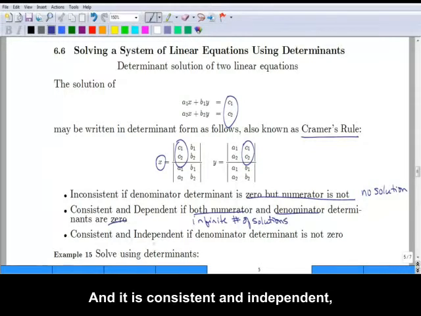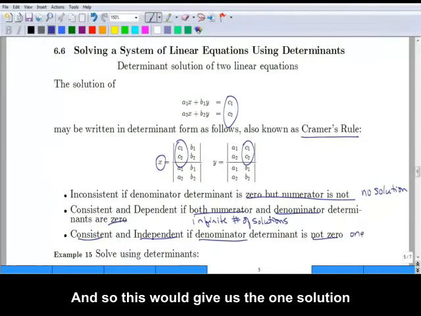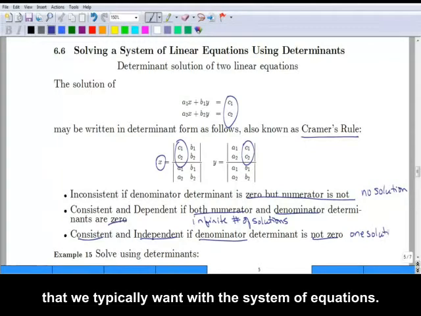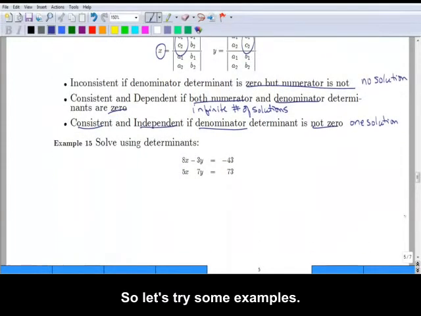And it is consistent and independent, which is typically what we want, if the denominator is not 0. And so this would give us the one solution that we typically want with a system of equations. So let's try some examples.